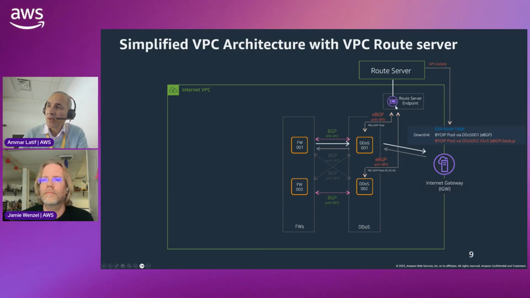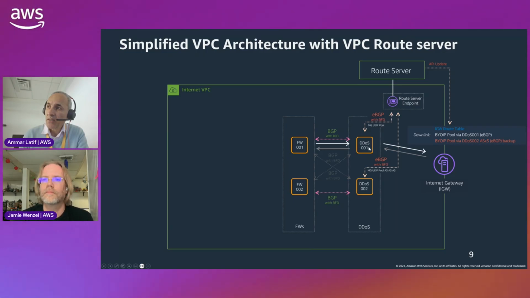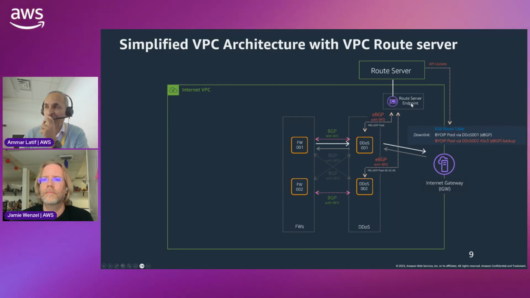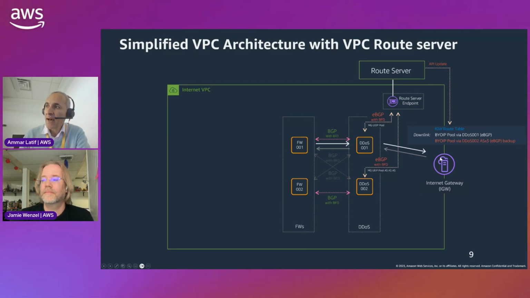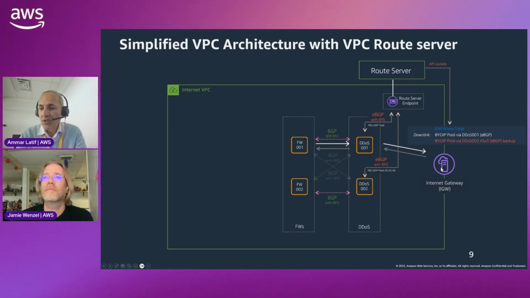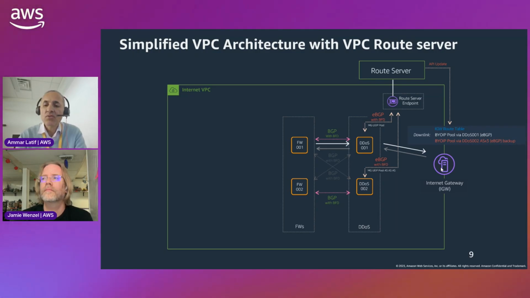And that's where route server happens. Basically, route server gets the update from this DDoS network function. It is telling the route server, hey, send the traffic to me. And route server updates IGW. So again, route server can update an IGW for this use case, which is ingress routing, or it can update a regular VPC route table.